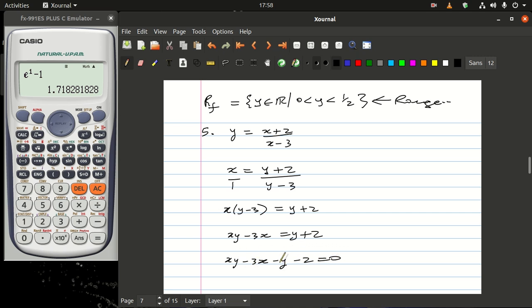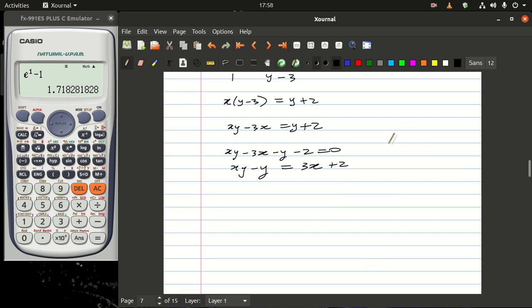And then everything that has a y, I want to leave on the left hand side, xy minus y. And then everything that has an x, I want to take to the other side, and when it jumps the equal sign, it's going to change its sign, so you're going to have 3x plus 2, something of that kind. And then now that we have this nice function here, you can see that I can take y as the common factor, and I'll be left with x here. If I take this y, I'll be left with minus 1, and then we have 3x plus 2. And if you look carefully at this, you'll find that your y is going to be equal to 3x plus 2 all over x minus 1.